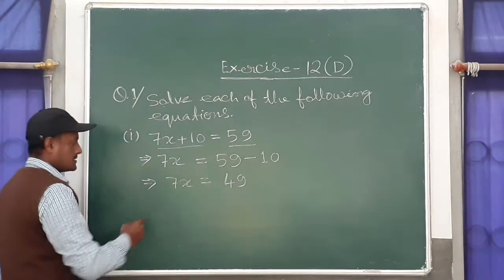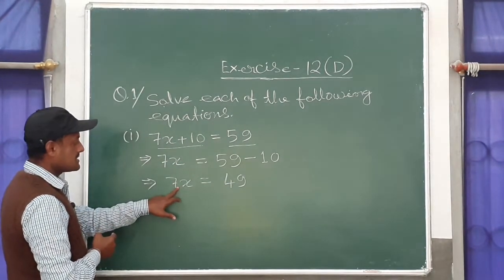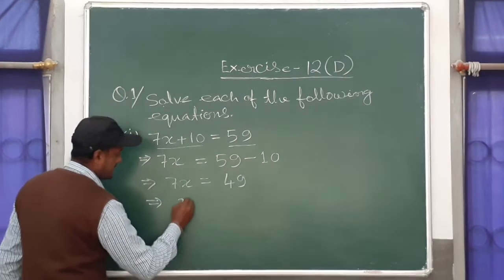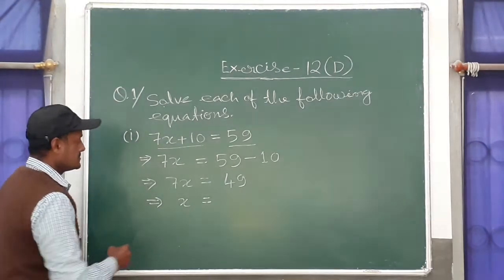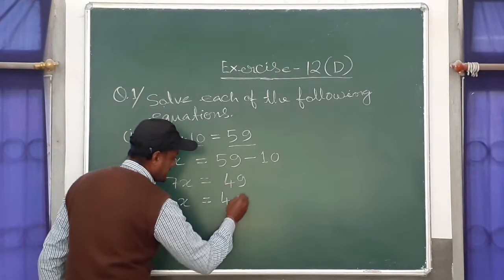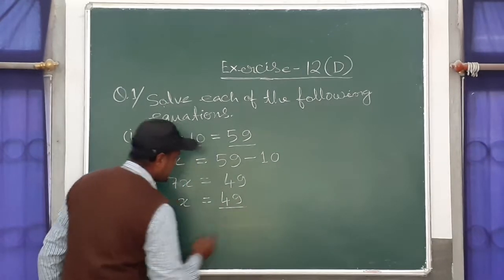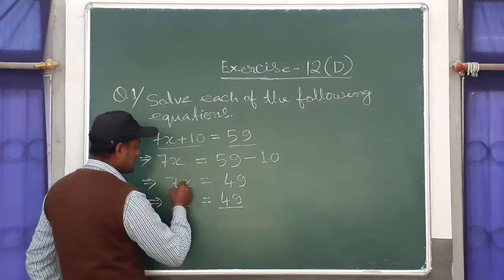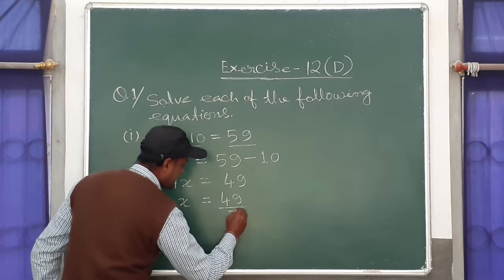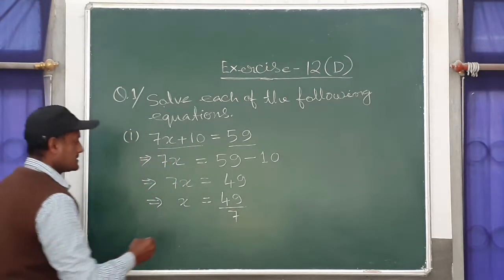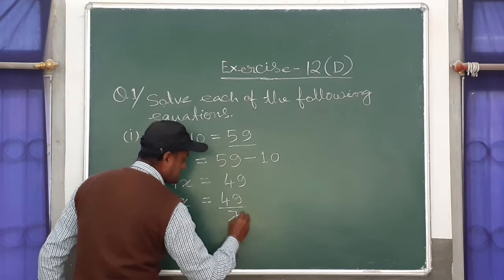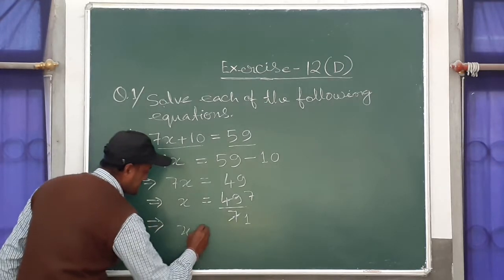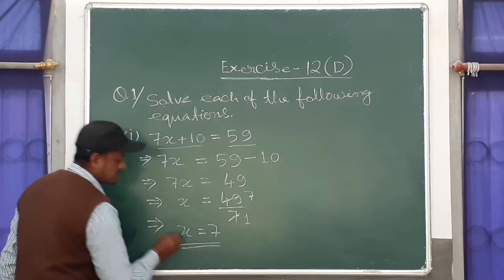49. Now 7x means 7 into x. So if we write x is equal to 49, now we have to divide, because when the multiplication goes to that side, the sign will become division. So 49 divided by 7. 7 1s are 7, 7 7s are 49. So we got the value of x is equal to 7.